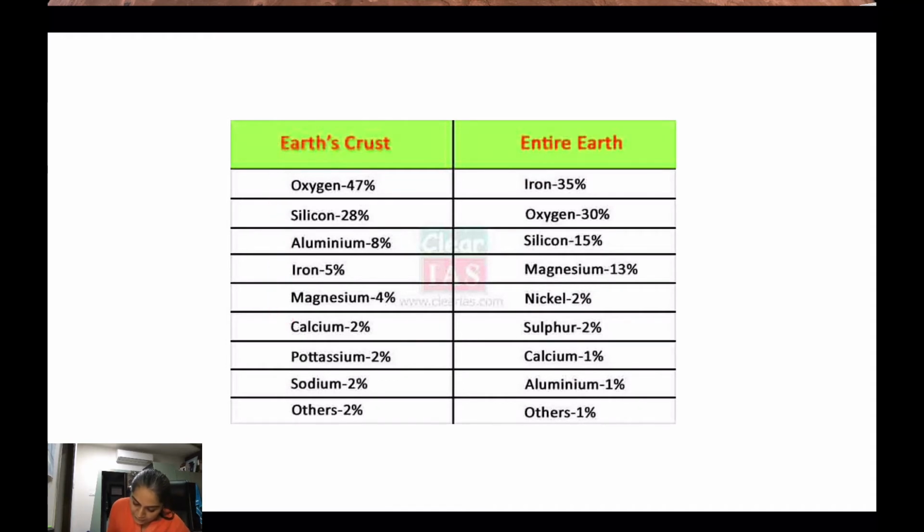And for the entire Earth also, we'll remember the top five. The first one here is iron, because iron is available in abundance in the core. So when we look at the entire Earth, iron is available the most. Then second comes oxygen in the form of oxides, then silica, then magnesium, and then finally nickel. Aluminium is very little when it comes to the entire Earth. It's mainly there only in the crust area. So that's how the distribution of the elements is.